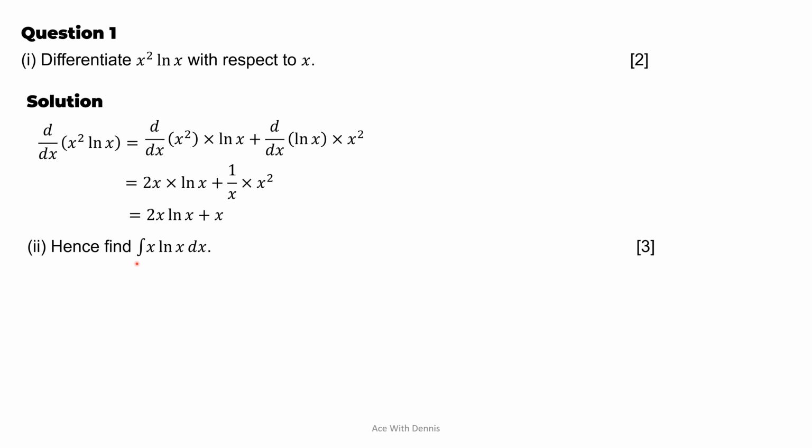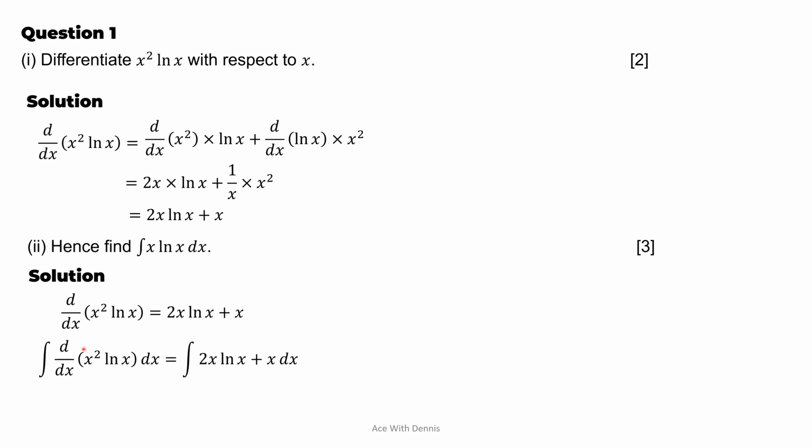Part 2. Hence find the integration of x ln x dx. 3 marks. When we see a question with the word hence, usually we have to use the answer from the previous question. Therefore, here's a solution. We can start with the answer from the previous question, which is d over dx of x squared ln x equals 2x ln x plus x. Notice that we want to integrate x ln x, so this is the part that we want to make the subject. So what we can do is integrate both sides of this equation.